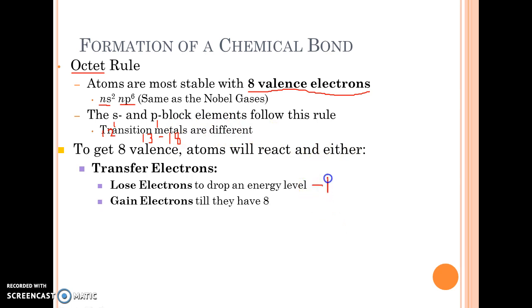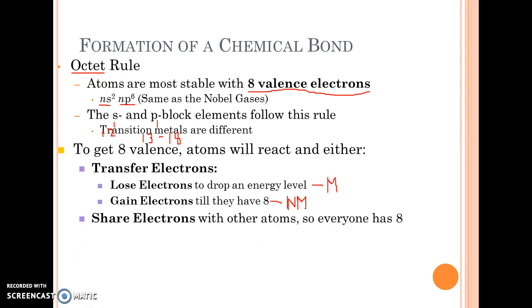The atoms that lose electrons are your metals. The ones that will gain electrons are your nonmetals. And you can tell what a metal and a nonmetal is based on where they are located on the periodic table. Remember that the stair-step line separates your metals and your nonmetals. The other way that atoms can get 8 valence electrons is if they share their electrons, so everyone has 8. This will only occur if they are the same types of elements. For example, metals will share with metals, and nonmetals will share with nonmetals.